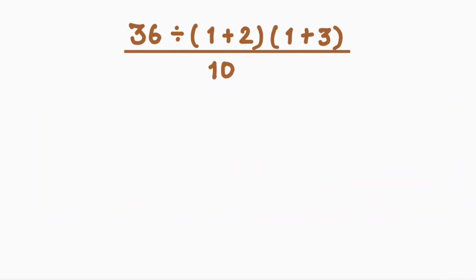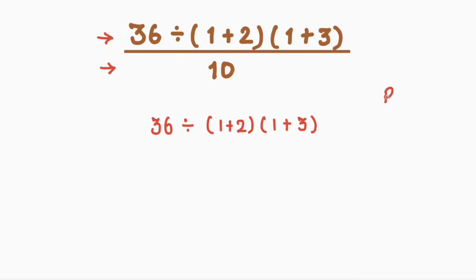This question is very unique in itself. In the numerator, you have an equation and in the denominator, a number. Always start with the equation first. So 36 division (1 plus 2)(1 plus 3).